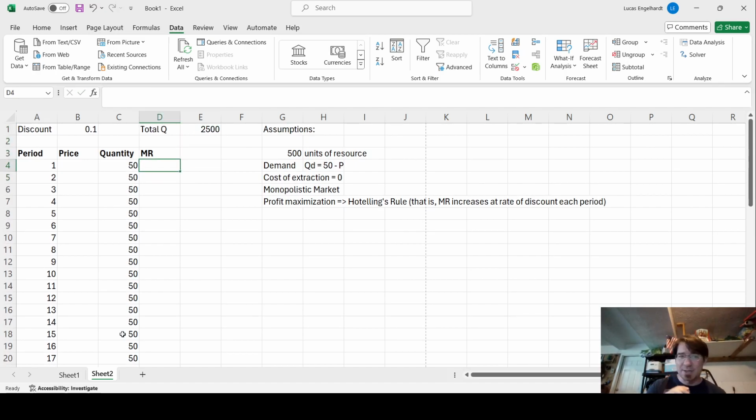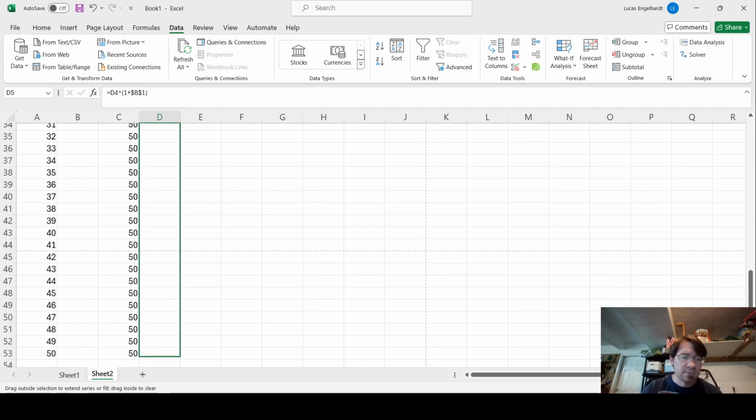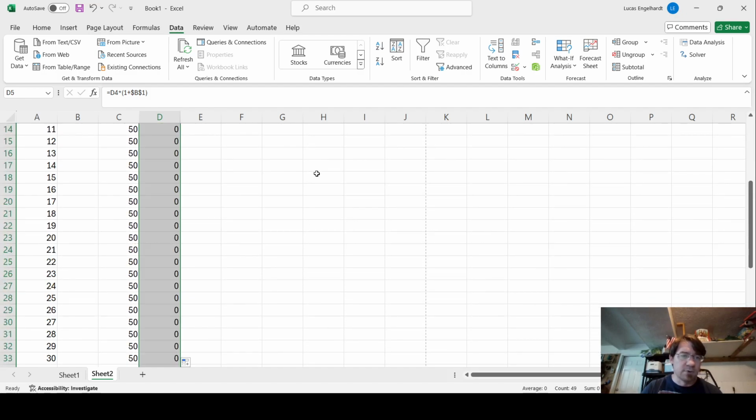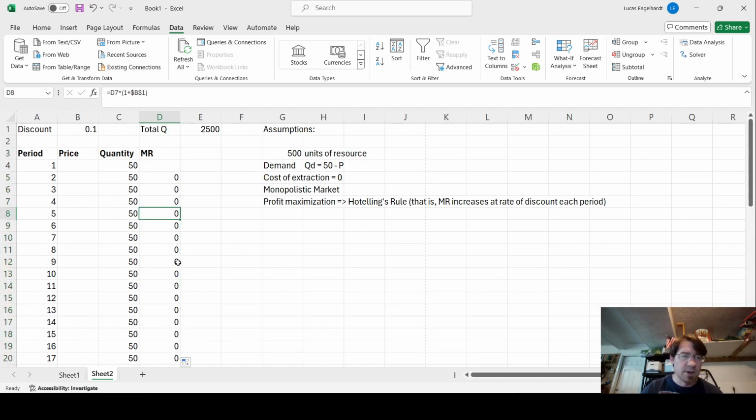This one, I'm actually going to have it guess the first one, and then the second one is going to be equal to the first one times 1 plus its rate of discount, which I am going to set as an absolute reference. There. Okay, and again, drag it down so that formula follows through. Make sure it's all B1. It is. Okay, so everything looks good here.